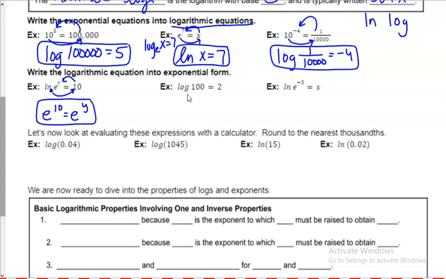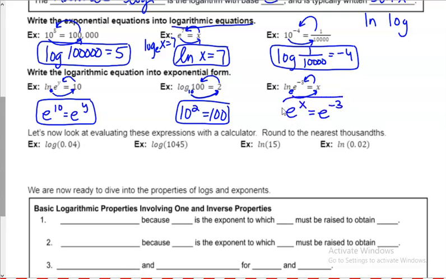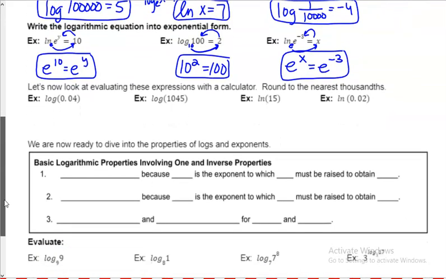Here I have log base 10 of 100 equals 2. So to write the exponential form, we're going to go base 10 to the second power equals 100. So 10 to the second equals 100. That's the exponential form. Same way here, I have a base of e, so e to the x equals e to the -3. And that would be my exponential form for that problem.